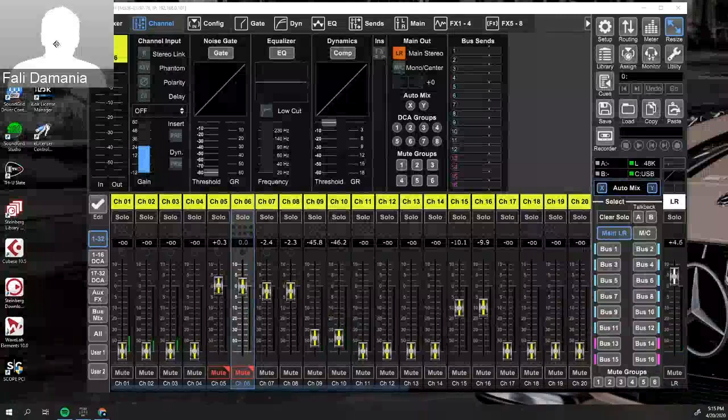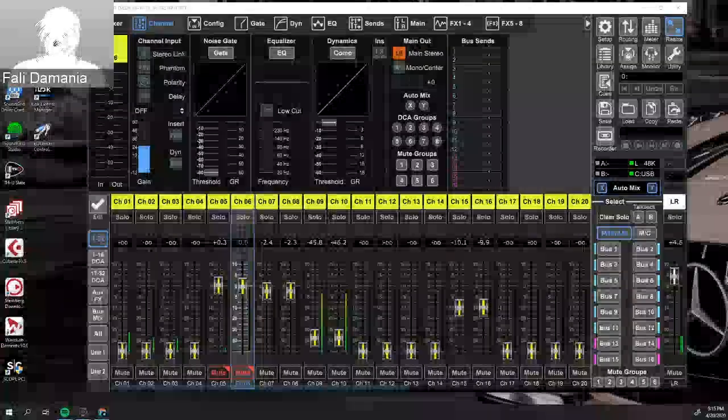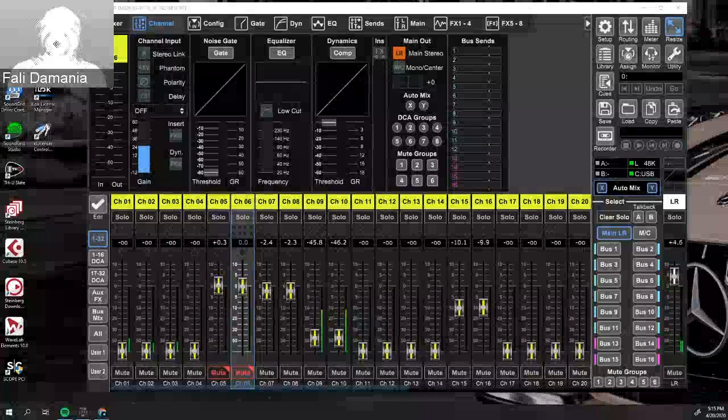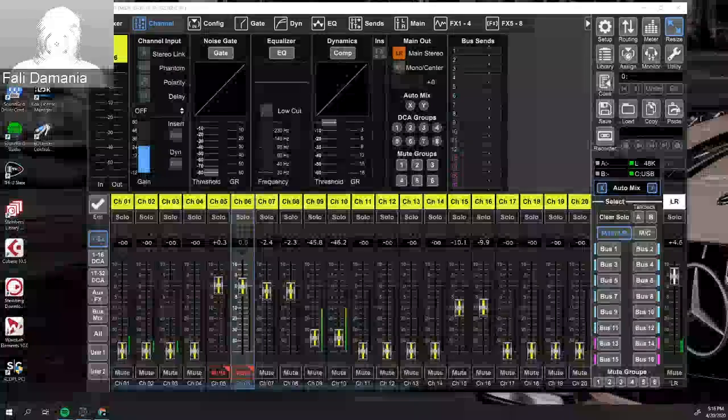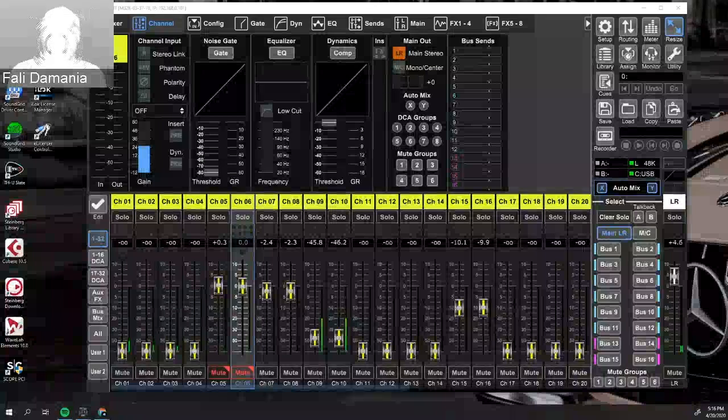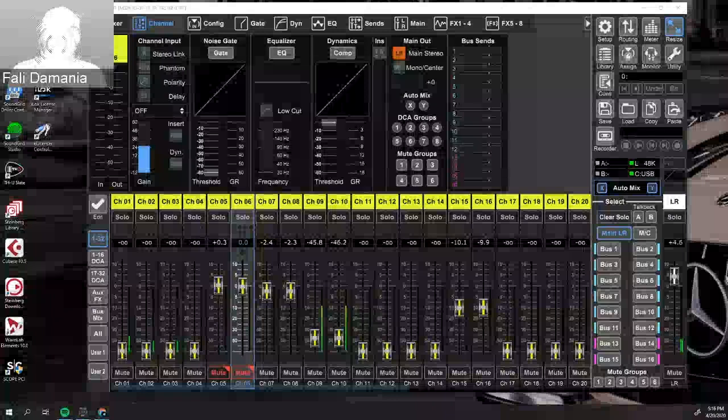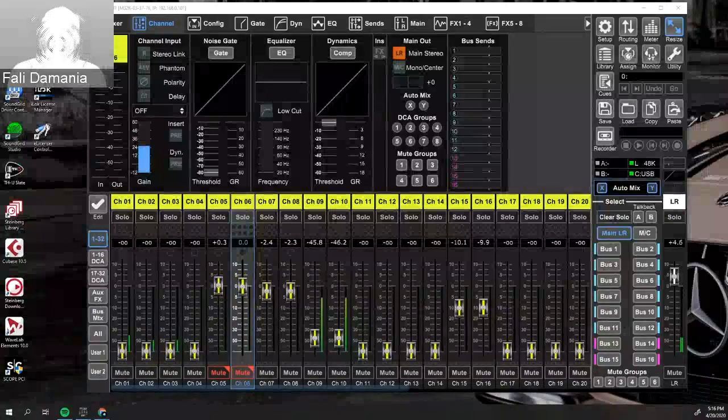Thank you, Fali. I just had one more thing. As far as the thing regarding phase, I think that's the most neglected concept when it comes to EQing. And the thing is, especially if you have mics that are closer to each other, the more you start EQing, the more you start putting those mics out of phase.